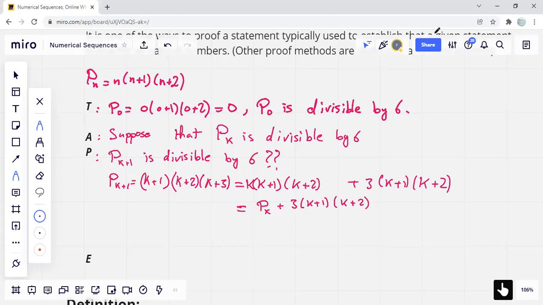Okay, now we know that Pk is divisible by 6. Why do we know it is divisible by 6? From this assumption. We have to prove that 3 into k plus 1 into k plus 2 is also divisible by 6. How can we prove this?